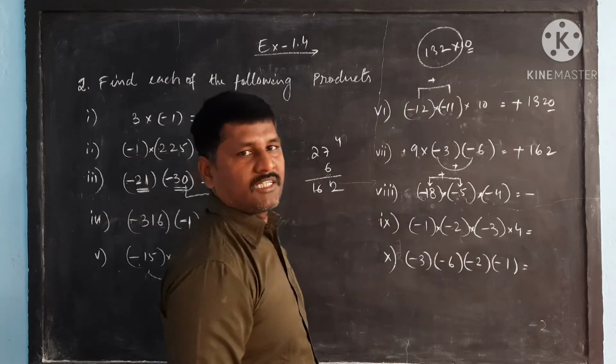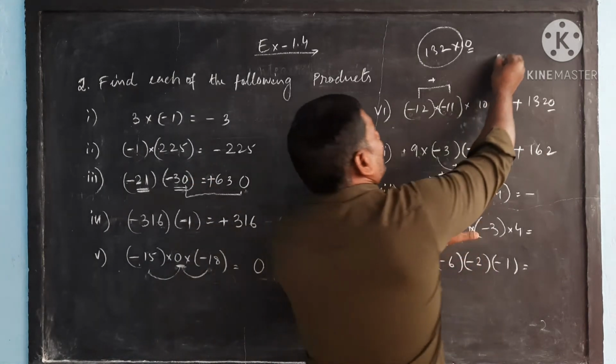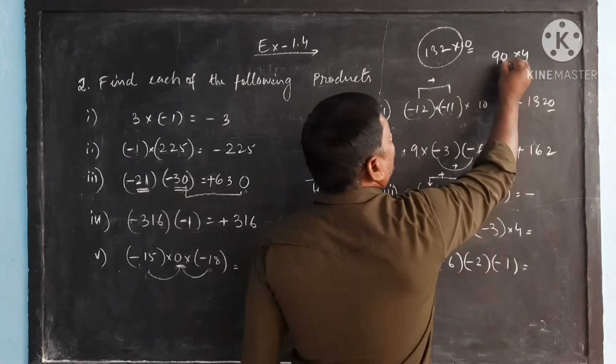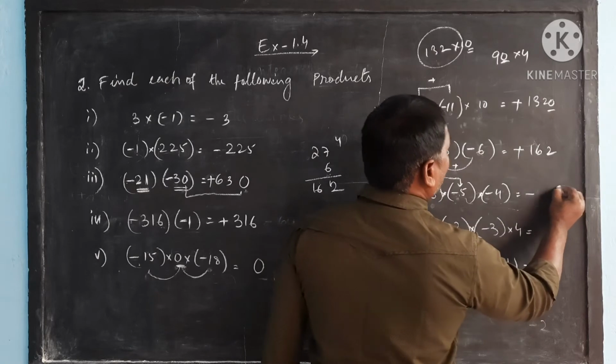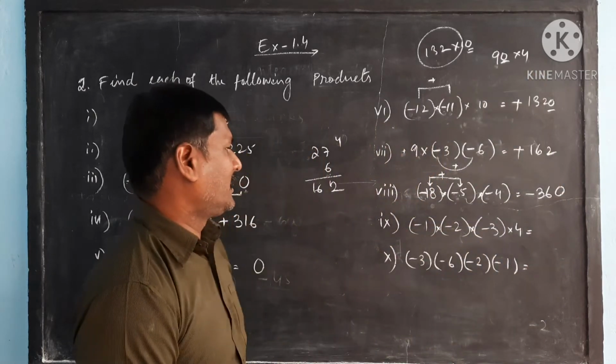Now let us see the numbers. 18 into 5 is 90. Then 90 into 4: as I told you, the last number is 0, put a 0 to this one, and 4 into 9 is 36. You can multiply like this.